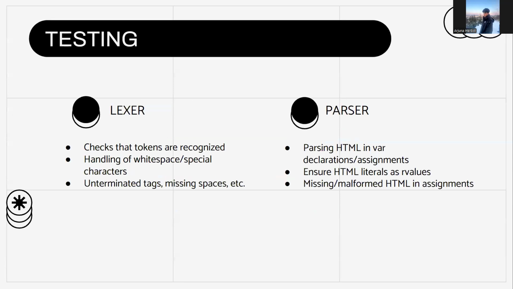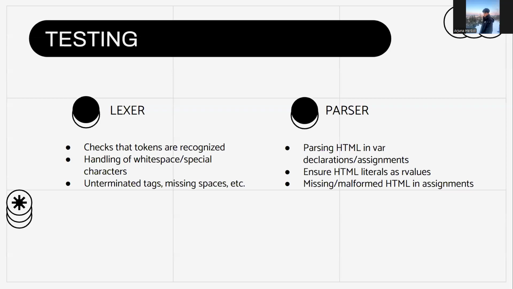And then speaking of throwing errors, some testing approaches for this project. For the lexer, I mostly just wrote tests to check that the correct token types were being recognized. And then obviously that handling of white spaces and special characters within HTML was also properly handled. White space was already being handled before, but special characters needed some modifications. And then things like unterminated tags or missing spaces within HTML values were checked for within my test cases.